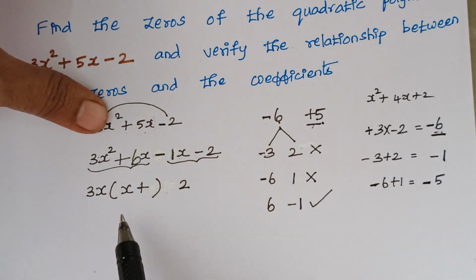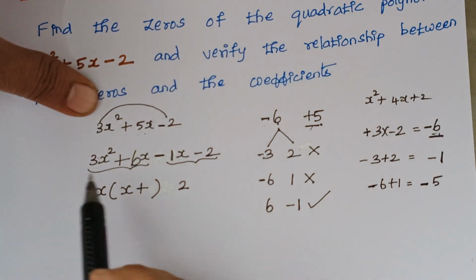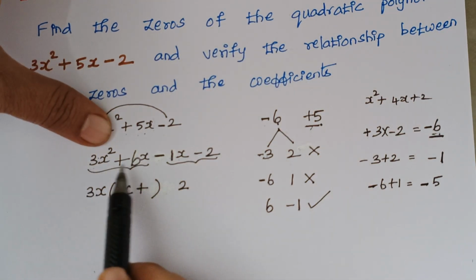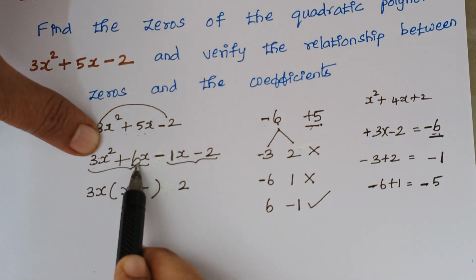Then we have to take common terms outside. So here in this case, when you consider the first two elements, you see here it is 3 and here it is 6. So we can take 3 commonly outside.